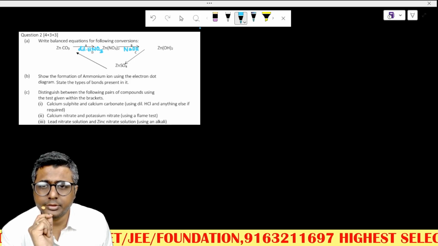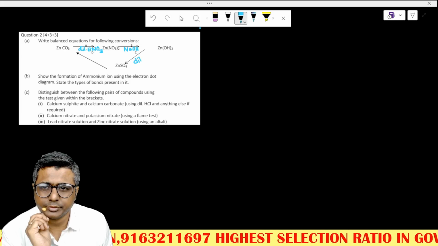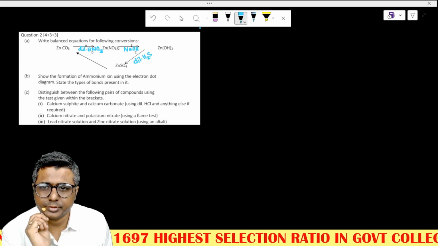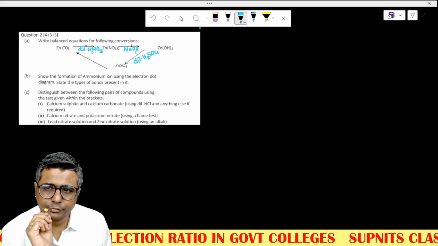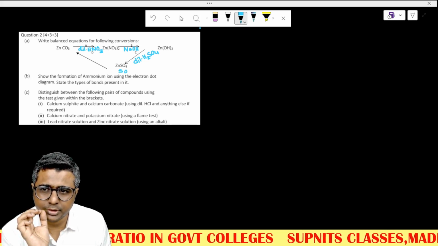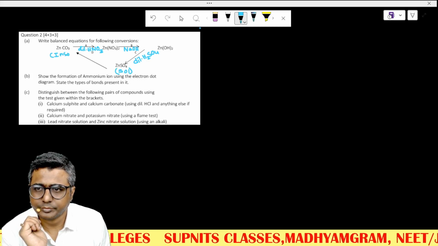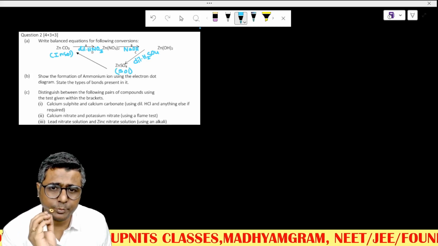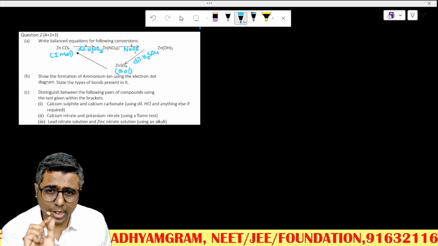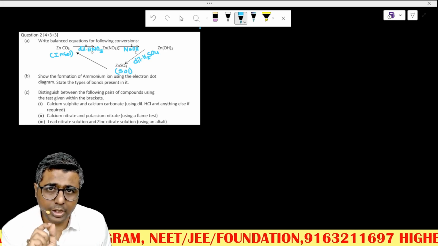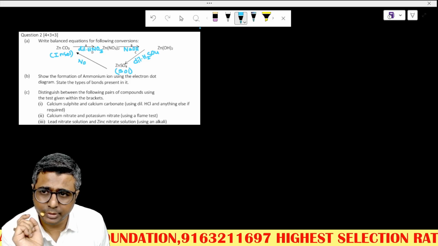Zinc hydroxide to zinc sulfate. Again you can just go for dilute H2SO4. Zinc sulfate to zinc carbonate. See, this is a soluble salt, this is a soluble salt, this is an insoluble salt. So if you put something which has carbonate ion, it will undergo double displacement reaction only when the product is insoluble. So you can just put Na2CO3 over here.